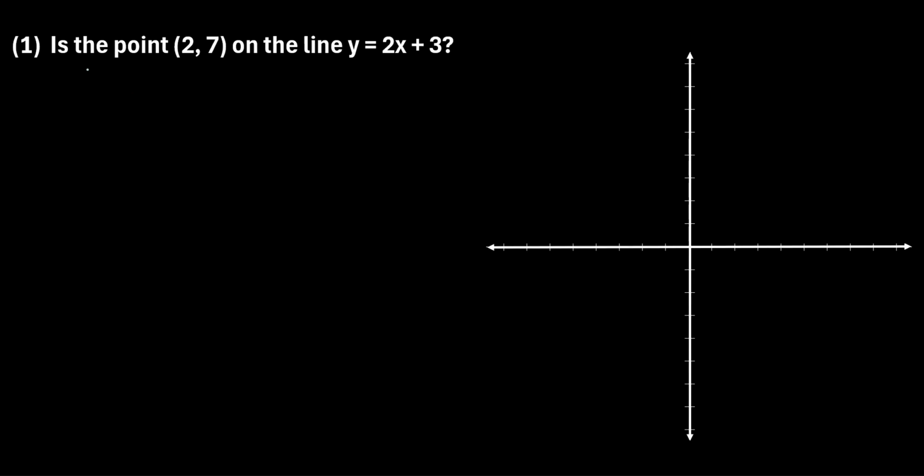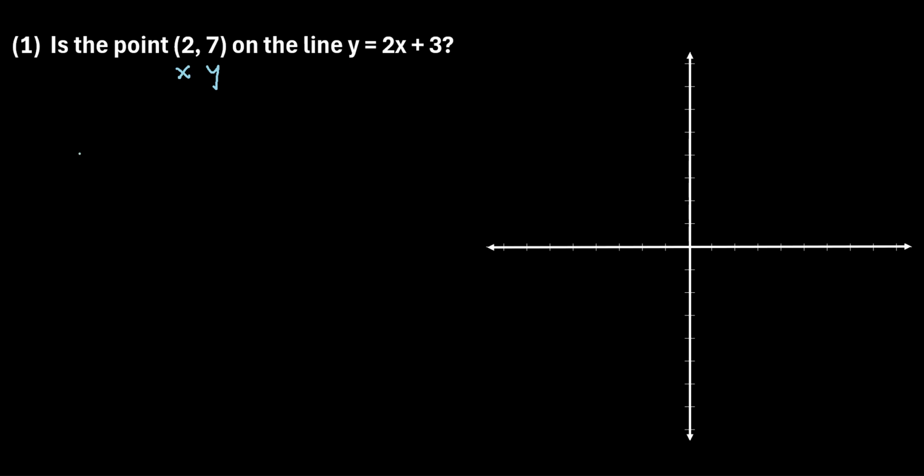This question says, is the point (2, 7) on the line y = 2x + 3? To determine if this point is on this line, we can take these x and y coordinates and simply plug them in for x and y in this equation. So we'll plug in a 2 for x and a 7 for y, and we're just going to see, do we get a true result? So let's go ahead and do that.